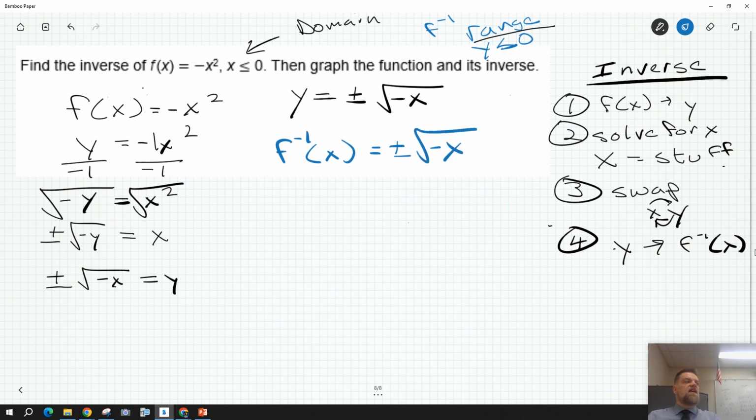So now, because I said that the domain on the original function was restricted, our range will be restricted. So that means we're only going to focus on the negative, because whatever comes out of this square root, we're going to have to only consider the negative solutions because the range has to be negative. But we cannot take the square root of a negative number, so now we have a domain restriction just by the nature of the inverse function.